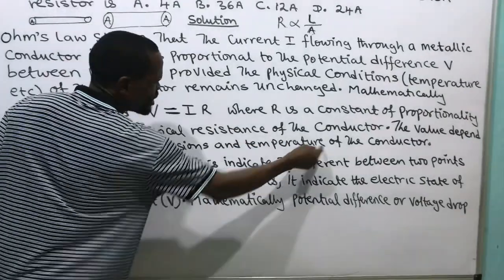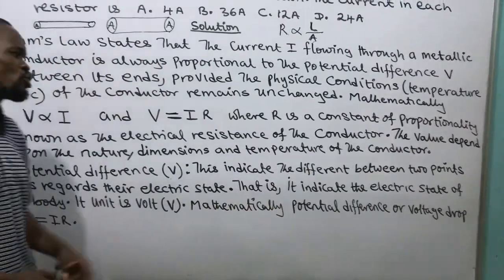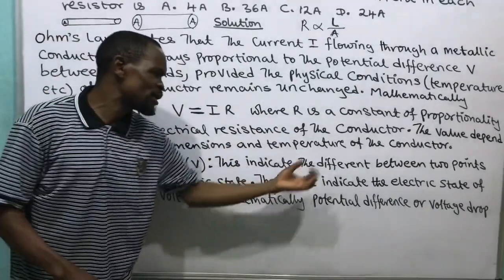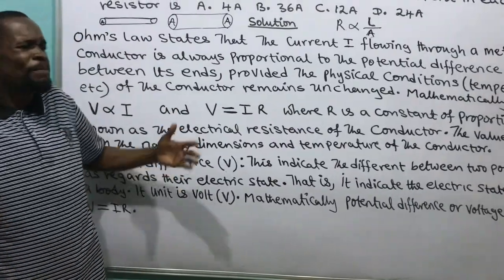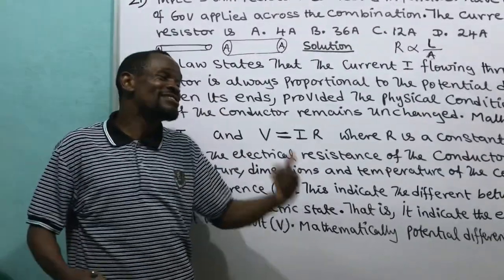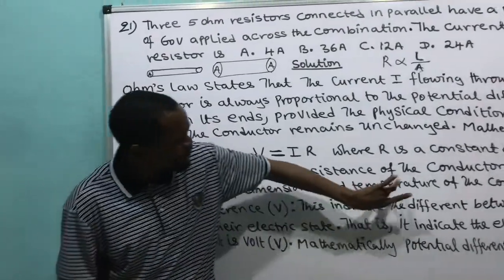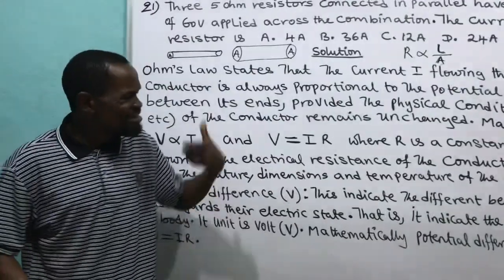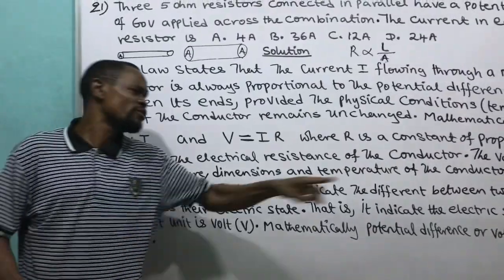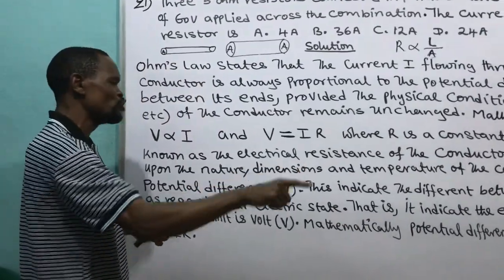Then it depends on the temperature of the conductor as well. The higher the temperature of the conductor, the higher the resistivity it will offer to the flow of current. The higher the temperature of the conductor, the higher the resistance that wire will offer to the current that is flowing through it.